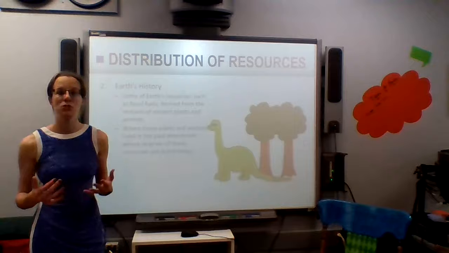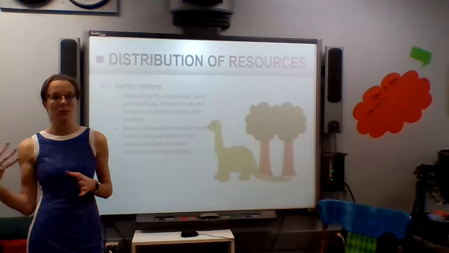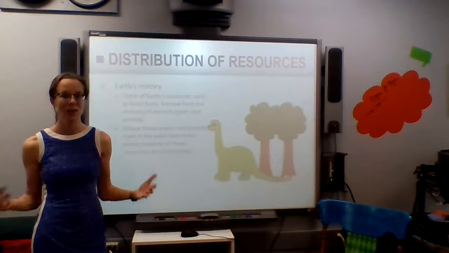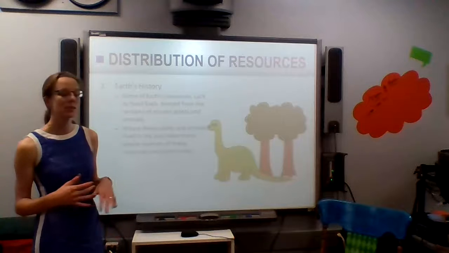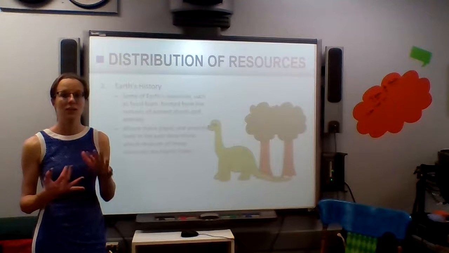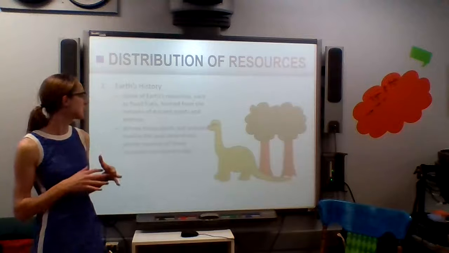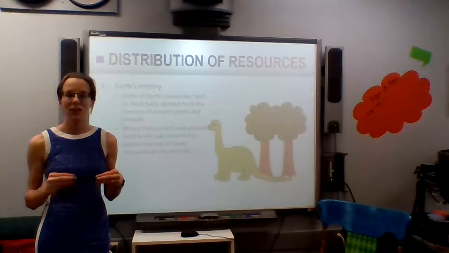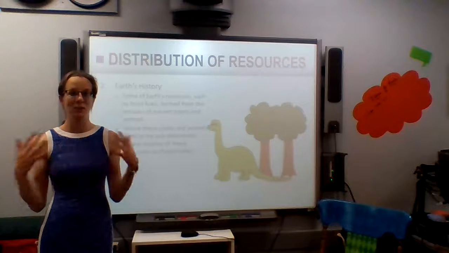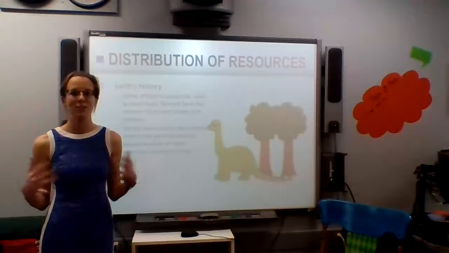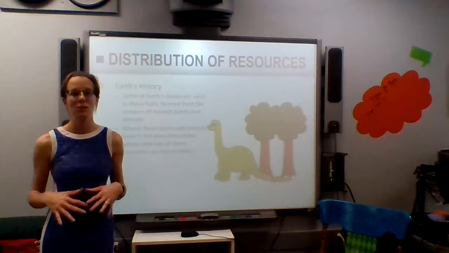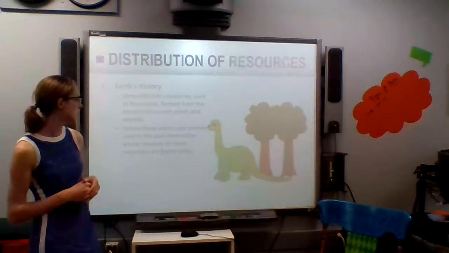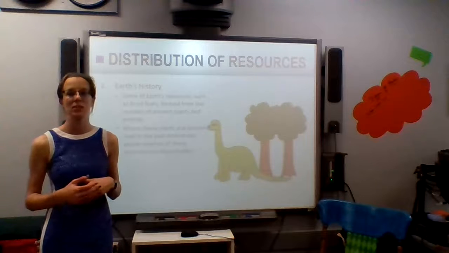The next thing that weighs into the distribution of resources is Earth's history. So, climate is what's happening in that place right now. Earth's history is everything that came before right now in a given location. Some of Earth's resources, particularly fossil fuels, so oil, natural gas, coal, are dependent on the remains of ancient plants and animals breaking down over time. If a location didn't have an abundance of plants previously, it's going to be very hard to find a fossil fuel there because they won't be very deep in the soil under pressure and heat, turning into those resources. Where these plants and animals lived in the past are going to determine where those resources are found today.